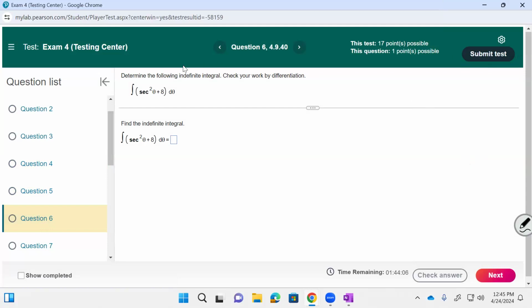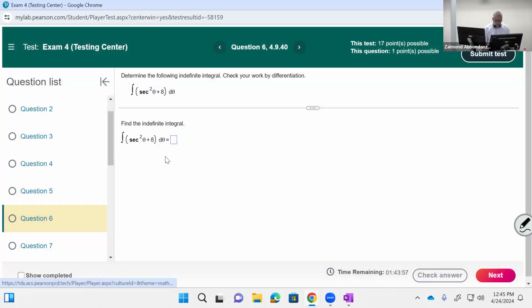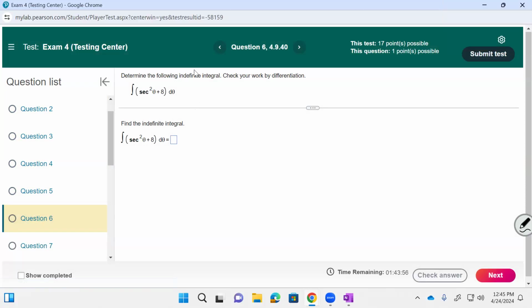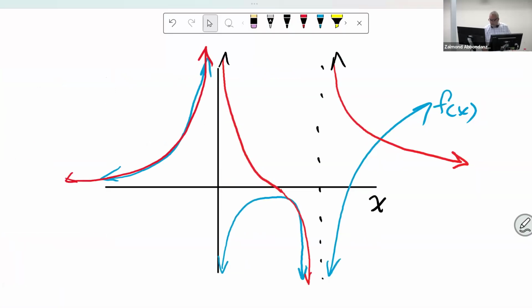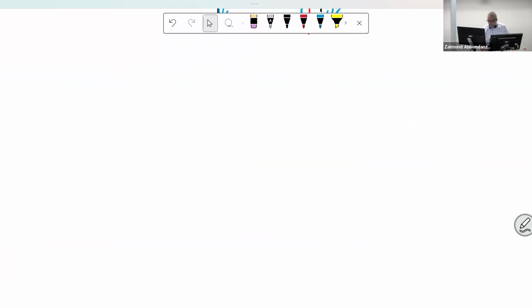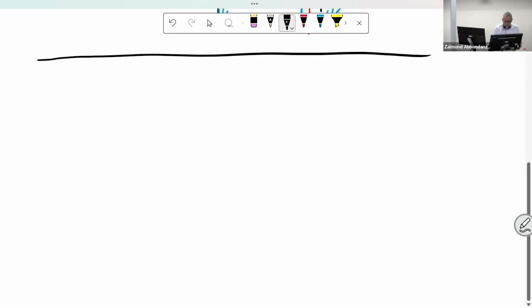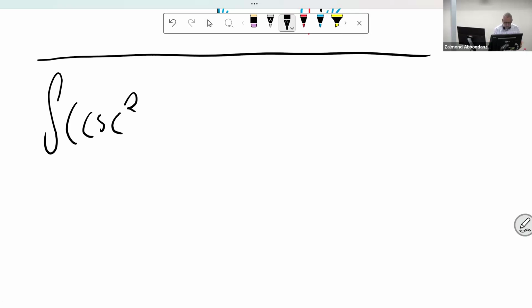While you're on exam 6, can we go over exam 4, question 6? I'm mixing up the numbers. Okay, so this question here, number 6 on exam 4? Please. Okay, yes. All right, so we want to determine the following indefinite integral. Let's go over that. Let's try this one: the integral of cosecant squared of theta plus 2 d theta.